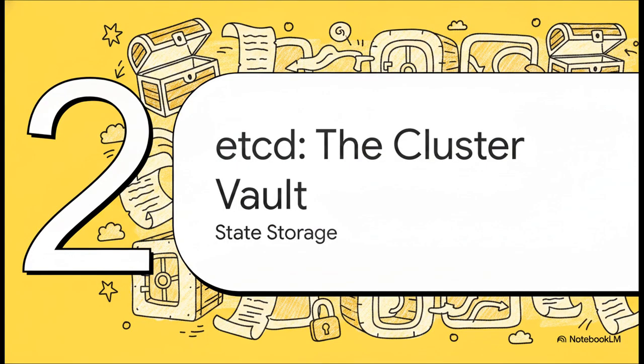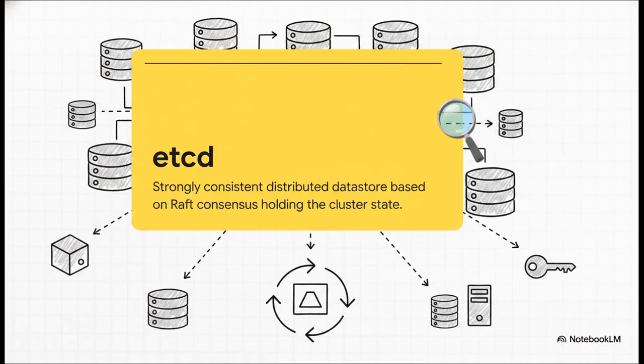Moving right along to Section 2, etcd, the cluster vault. Once your request is validated, the desired state needs to be immortalized. It has to be written down so the cluster doesn't forget it. And that brings us to etcd. This is the absolute highly secure vault for your cluster's desired state. It's a distributed key value store, and it's strongly consistent because it runs on the Raft consensus algorithm.